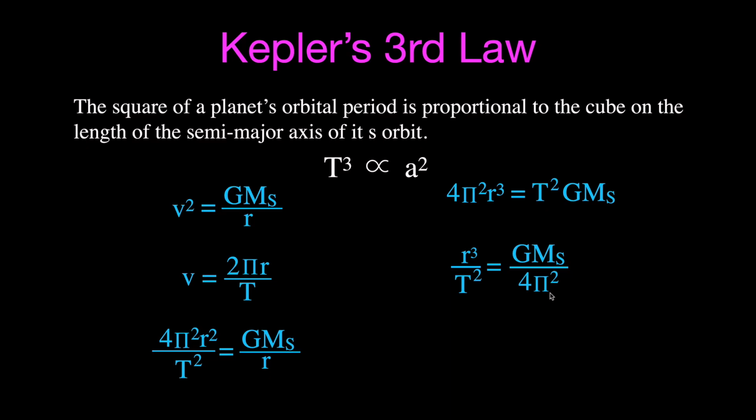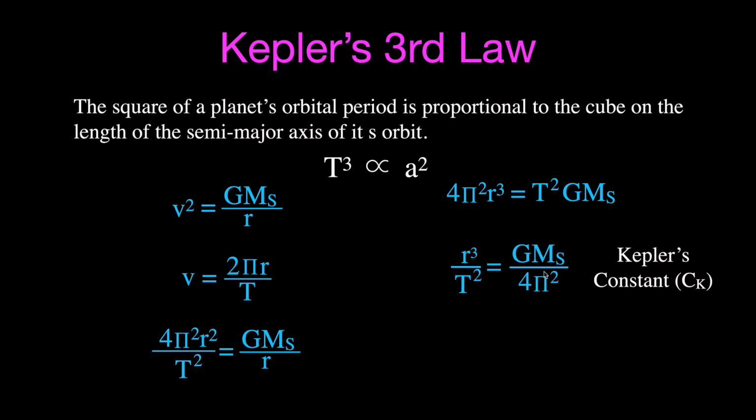Now you can see that on the right-hand side of this equation, all of these terms, G, the mass of the sun, 4, and pi squared, are constants for our solar system when we're talking about the planets orbiting the sun. G is not going to change as a constant. The mass of the sun is not going to change. 4 and pi squared are not going to change. So that means that these terms will always be a constant, and this is what we call Kepler's constant.